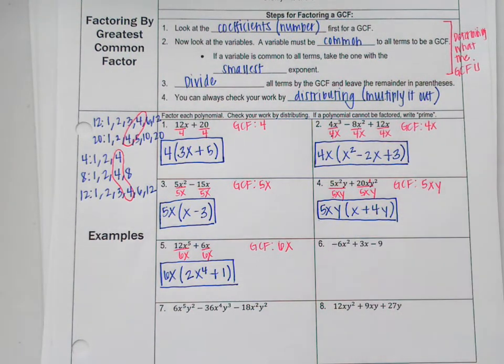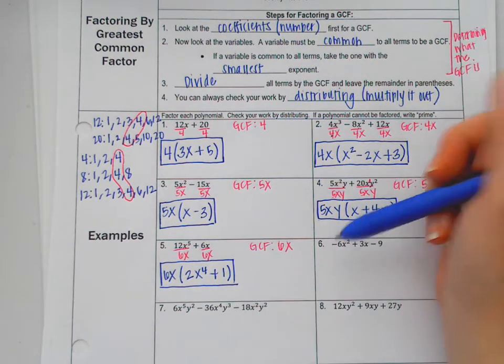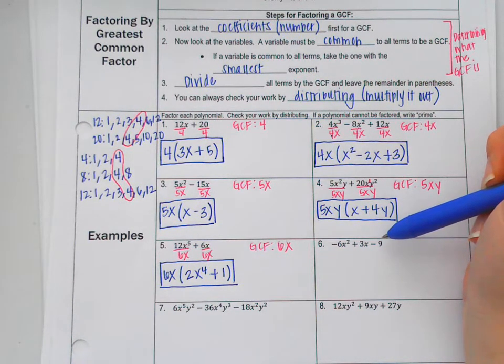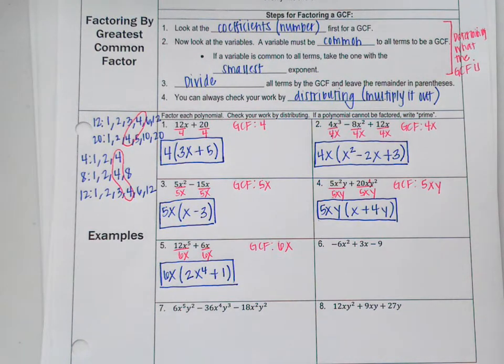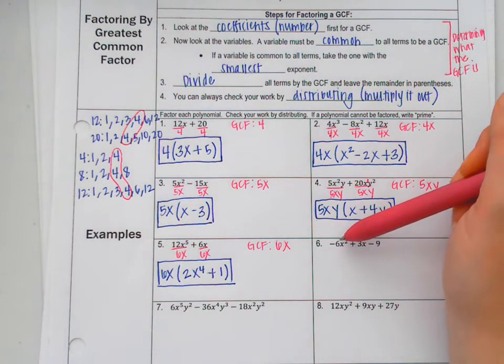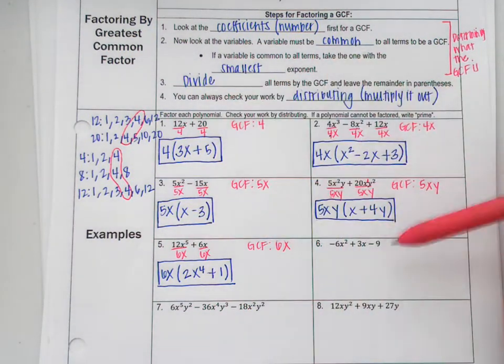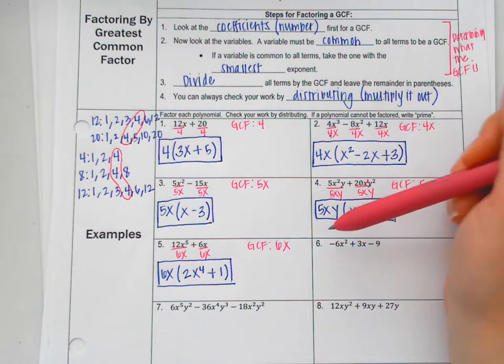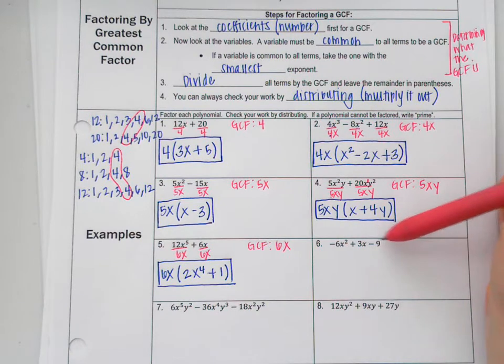Okay, so let's look at 6. So we look at our numbers, -6, 3, and -9. Now, with this one, there are 2 ways of thinking about this, but typically, let's start with just the numbers. So 6, 3, and 9. Like I said, my trick is I look to see the smallest number. The smallest number is 3. And I think, does 3 divide evenly into 6 and 9 also?